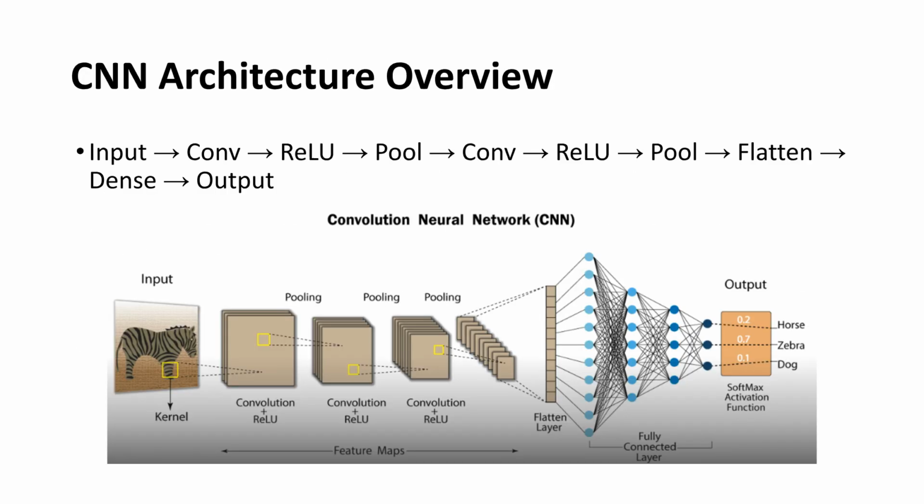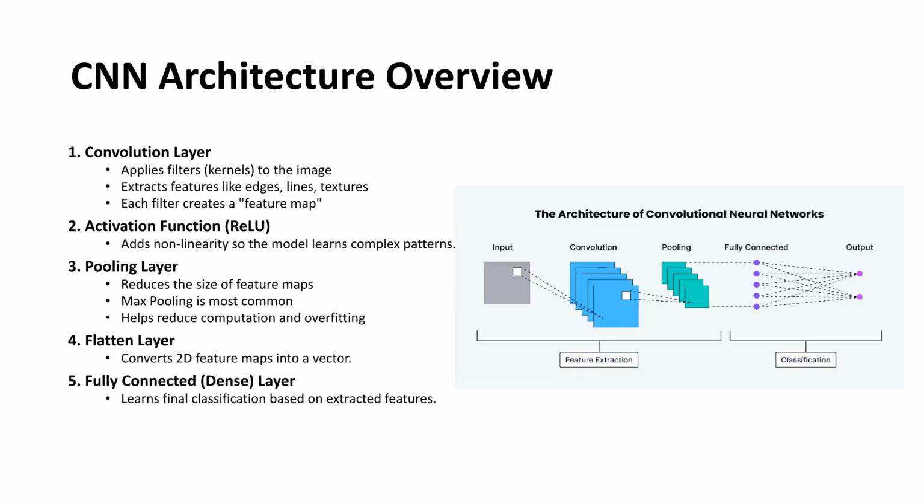Here is an overview of a typical CNN architecture. The data flow follows a well-defined path. The input image first passes through a convolution layer, then through a ReLU activation function, followed by a pooling layer. This block can be repeated multiple times to extract increasingly abstract features. Then the feature maps are flattened into a vector, which is processed by fully connected layers, or dense layers, to produce the final output. This diagram illustrates the pipeline that we will detail in the upcoming slides. Let's now examine each component of the CNN architecture in detail.